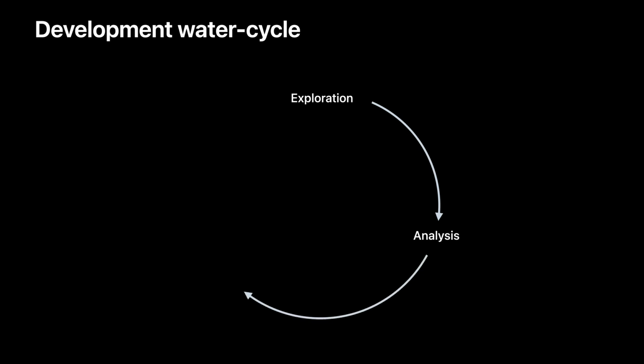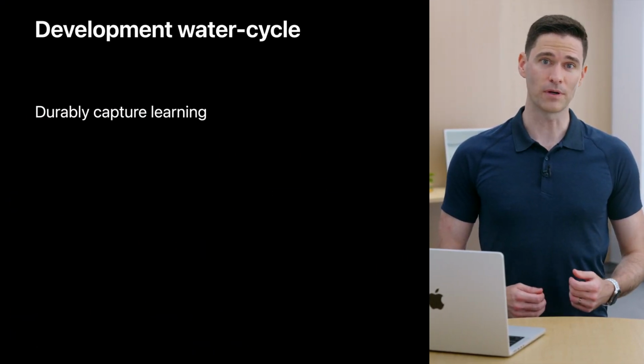I like to think of engineering a bit like the water cycle. Typically, I begin working on a feature by exploring the space that feature exists in. Then, based on the things I learn, I use a combination of tools and tests to analyze my work in a reproducible environment. Finally, I review the results with my peers and coworkers and collect their feedback. The goal of this cycle is to durably capture the things I learn as I work.